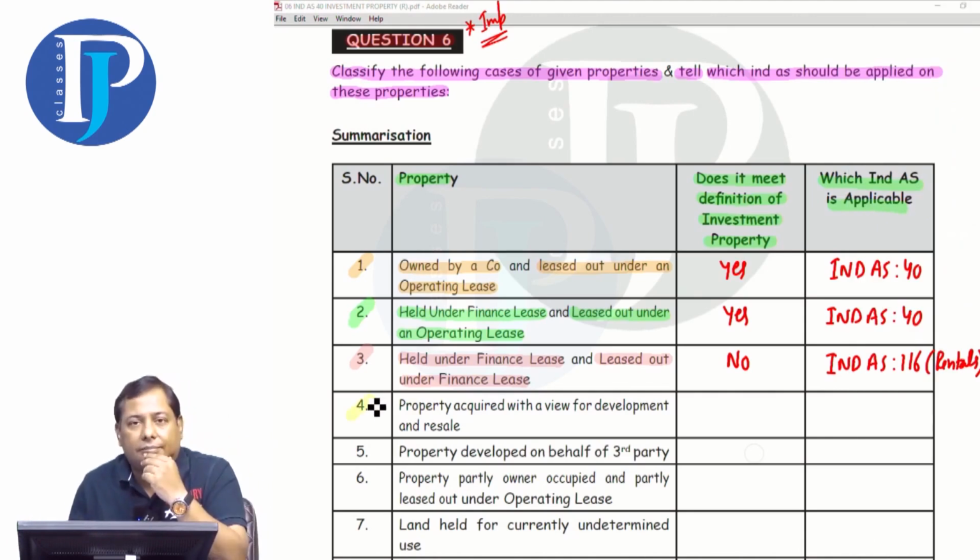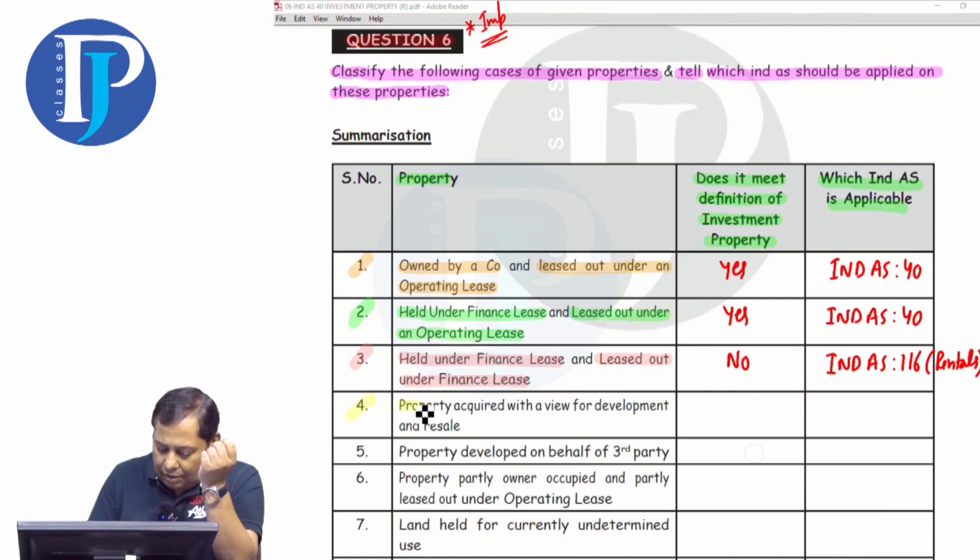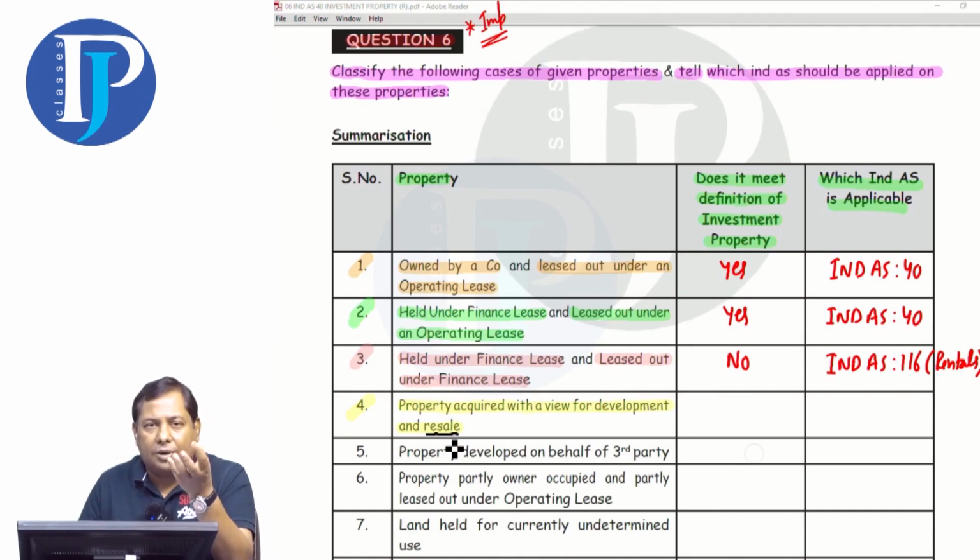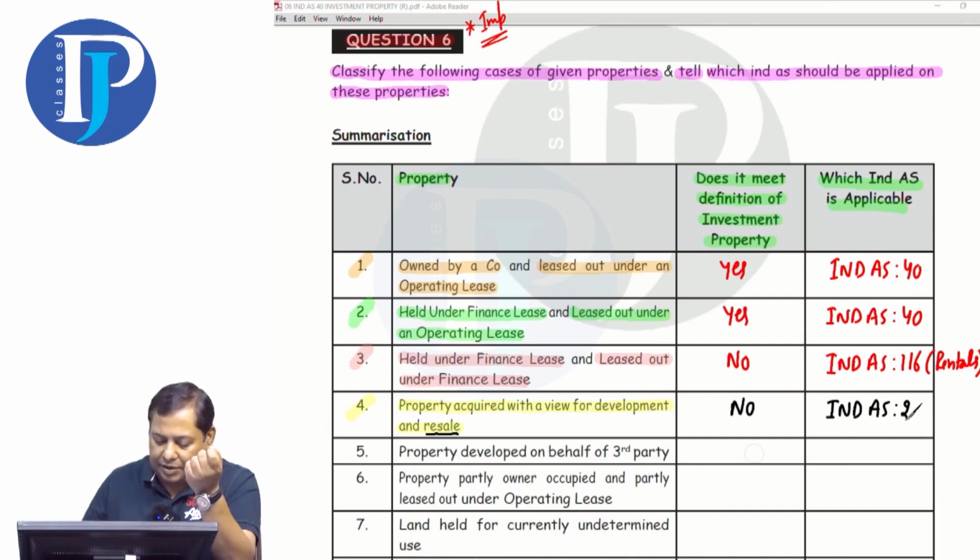Now the fourth one. It says property acquired with a view for development and resale. Resale means you do this work of buying and selling. You are building a property for sale? The answer is no. Apply Ind AS 2. I'll apply Ind AS 2 on this. Resale.